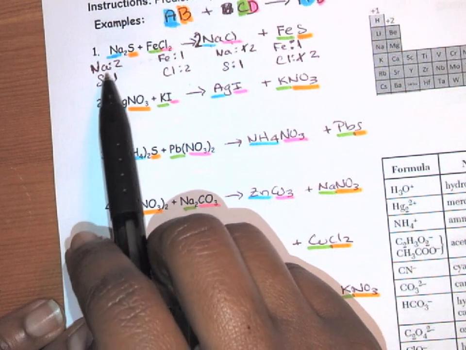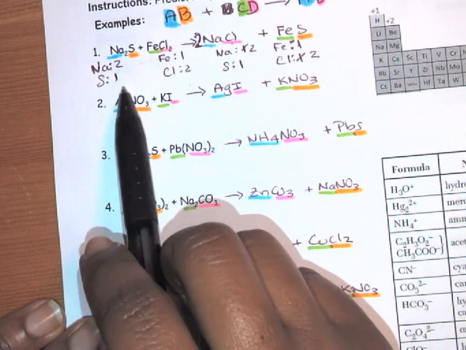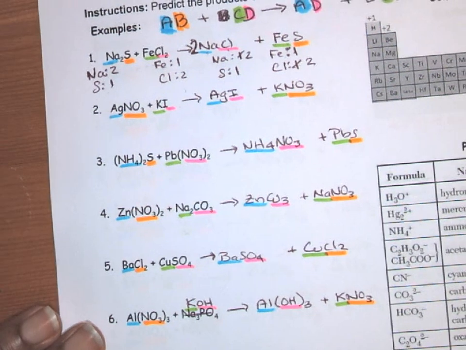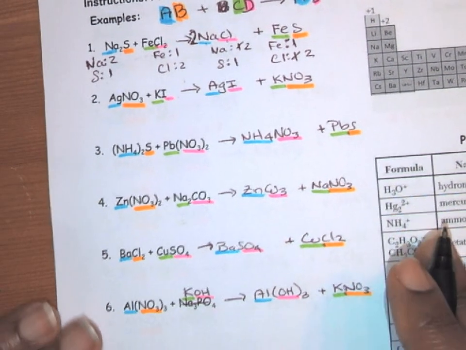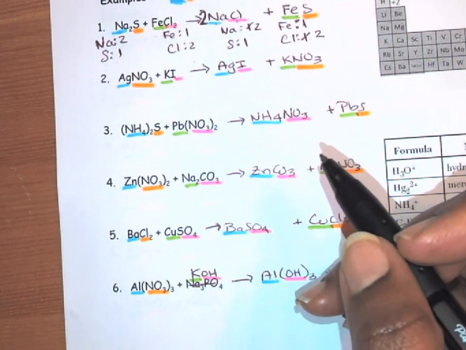So now I'm just going to go back and check, and it looks like everything is balanced. 2 sodiums on both sides, 1 iron on both sides, 1 sulfur on both sides, and 2 chlorines on both sides, okay? So that's typically what we do. That's pretty straightforward. So now we're going to use the strategy here. In this next example, you really see the strategy come into play.